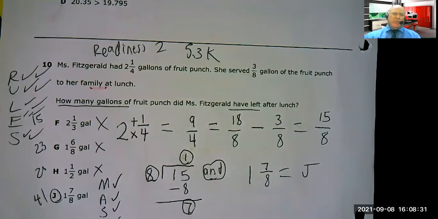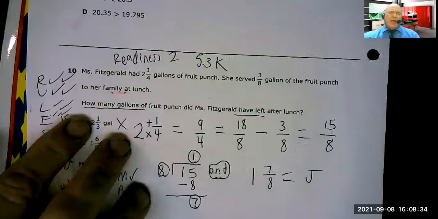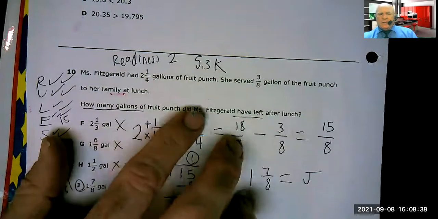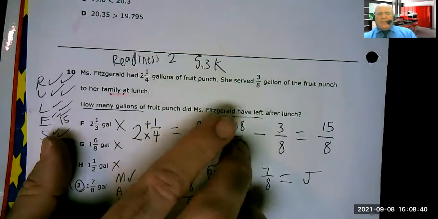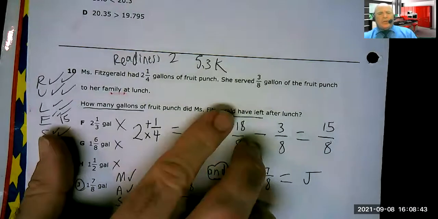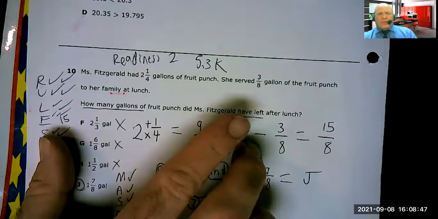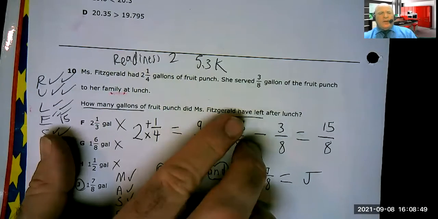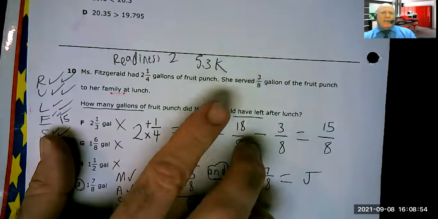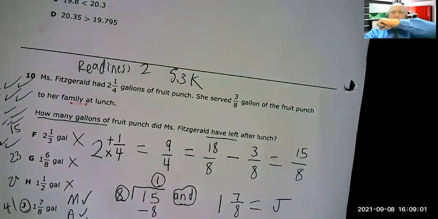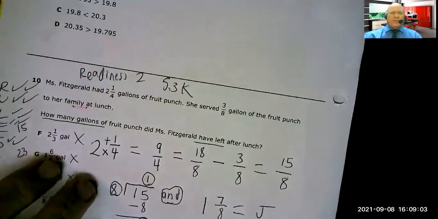So I suggest we read the question. How many gallons, how many is a number, of fruit punch did Ms. Fitzgerald have left? How much left, you subtract. Keep that in mind. We've got to find out how much we had then and how many we got rid of to find out how much is left. So I'll say that again. How much left, you subtract. So we know we're going to have to subtract somewhere.